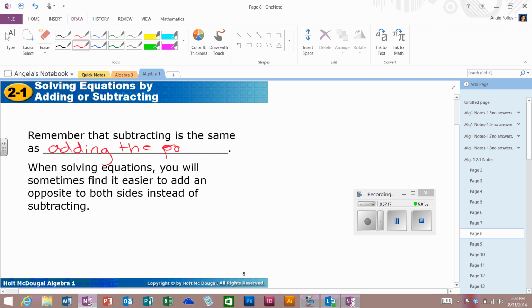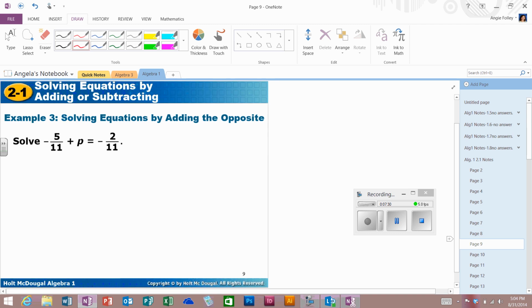Oops, maybe I could spell, that'd help you out. When solving equations, you will sometimes find it easier to add an opposite to both sides instead of subtracting. So just keep that in mind.